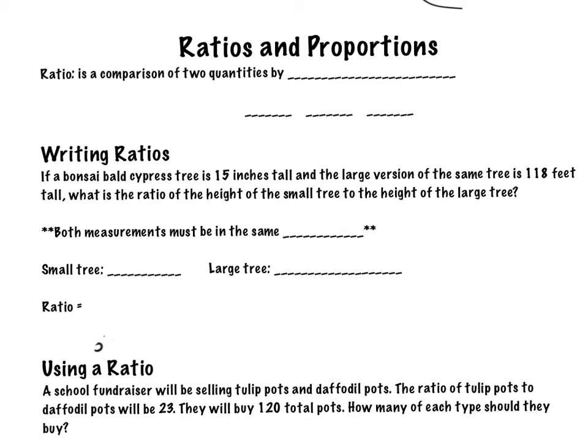Ratios and proportions, right? So a ratio is a comparison of two quantities by division. Anytime I'm dividing two things, we're talking about a ratio. You'll see them written a few different ways. One is just as a fraction, so A divided by B.